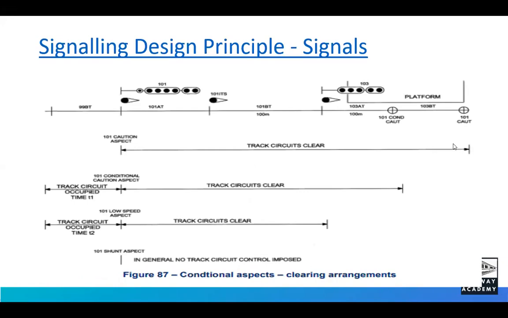Now, I will just briefly explain a simple arrangement of how the train stops maintain proper distance between the trains. Here you can see that they have shown two double-edged signals, 101 and 103. And you can see circles after 103. The first circle shows conditional caution. The second circle shows caution. That is, you have the 101 signal with two different aspects, conditional caution and caution.